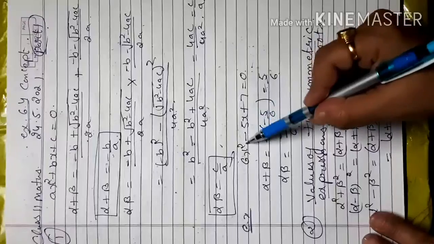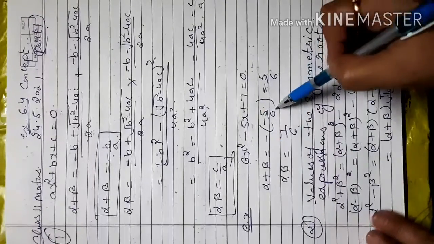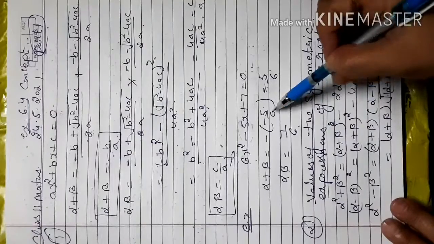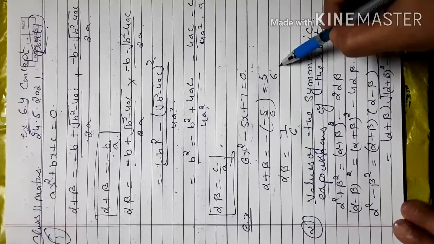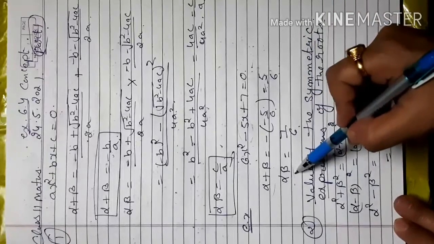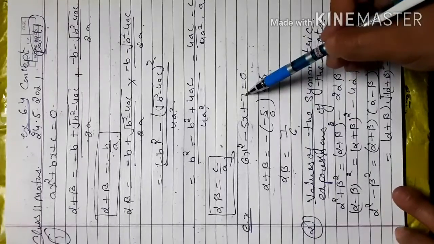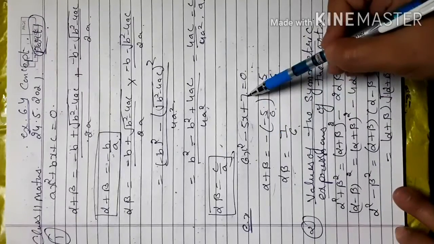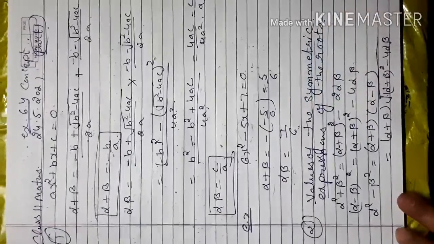So this minus 5 will take the place of b, and the coefficient of x square we have to write in place of a, and my alpha plus beta, meaning the sum of roots, is equal to 5 by 6. When we have to find the product of roots, 7 is the constant term, so in place of c is 7 and in place of a is 6, so the product is 7 by 6.